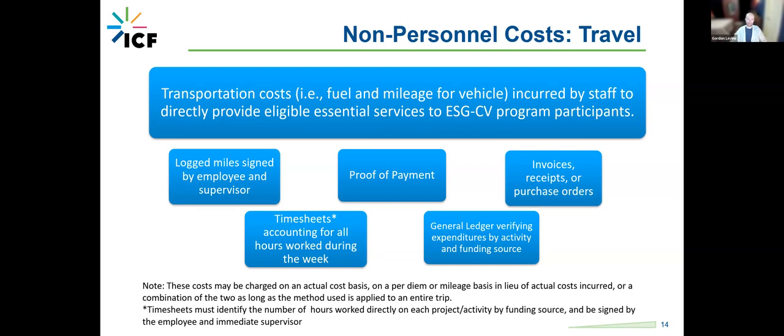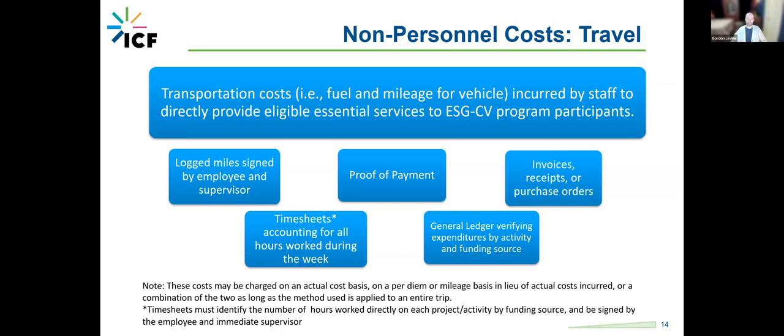Do note that these costs have to be charged on an actual cost basis, on a per diem or mileage basis in lieu of actual costs incurred, or a combination of the two as long as the method is used for the entire trip. The message here is you have a number of different ways to think about mileage, but you have to use the same thing consistently over time.